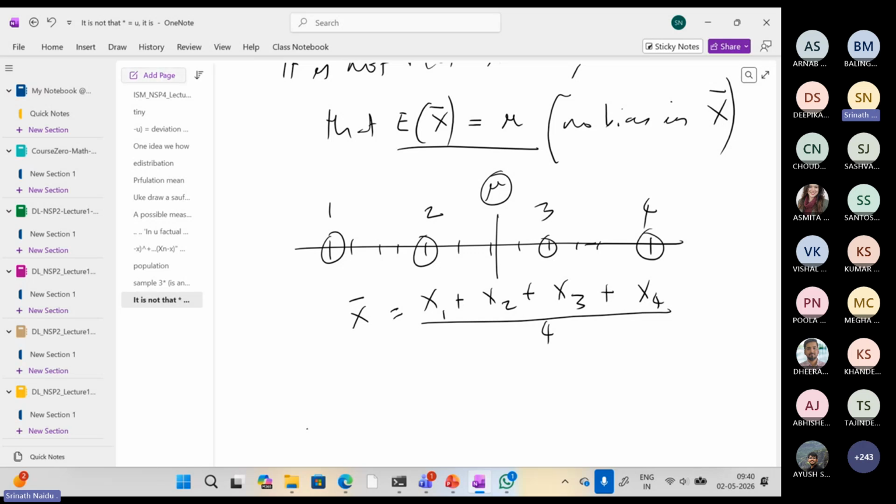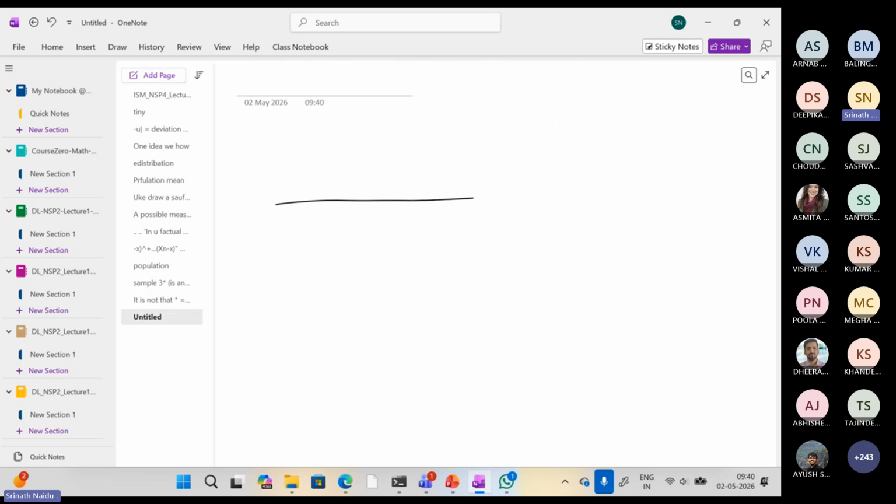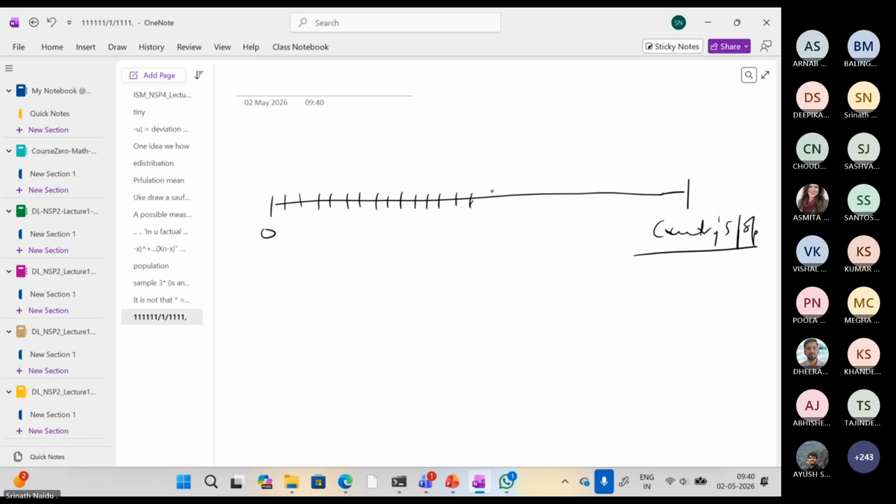So maybe I'm talking too much now. Instead of hand waving, let's do it this way. Let's say 0, and this is the country's population. Imagine that I have the country's population like this, and I put every single person standing in line. Everyone standing in line.